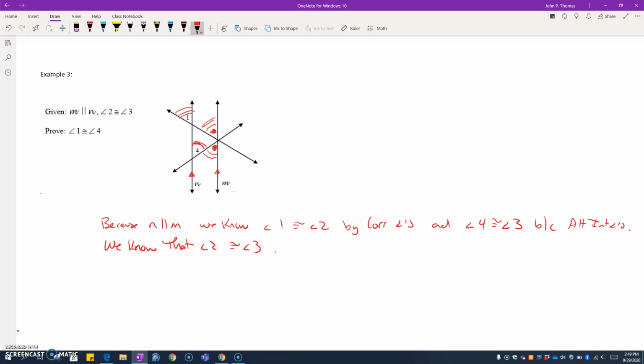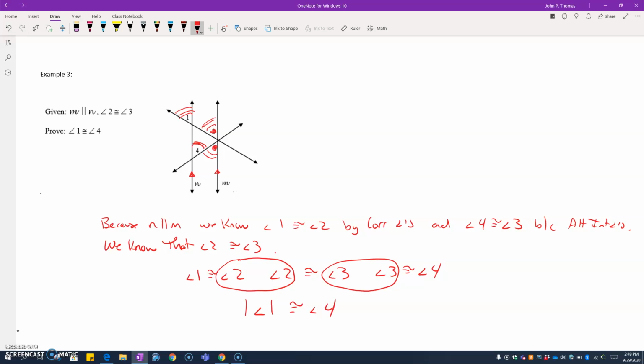If I pull this together, I've got angle 1 congruent to angle 2, angle 2 congruent to angle 3, and angle 3 congruent to angle 4. So if I think about the connector on each of these, I can really pull those together and say angle 1 is congruent to angle 4. And that's what I wanted to prove, so that would take care of my argument. We can do really fancy two-column proofs with this, but we're really looking at the problem solving and the argument building on why we know the thing must be true.